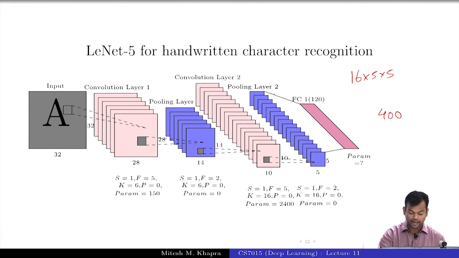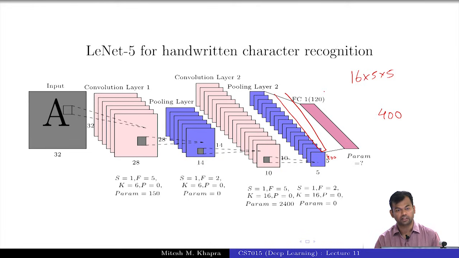So now I'm going to flatten this, treat it as a single vector, and then fully connect it to the next layer. What do I mean by fully connected? Dense connections, no more sparse connections. So now we have a feed forward network from this point of view. So you have 400 and that connects to a layer of size 120. So what are the number of parameters?